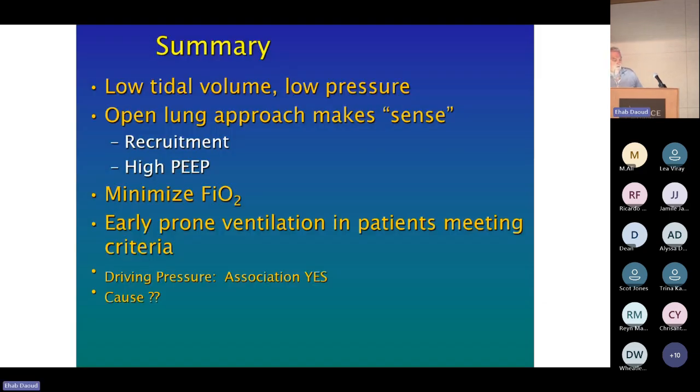So, in summary, low tidal volume, low pressure, open lung makes sense, but we can't prove it. Both seem to be beneficial, but we can't show it in large studies. You need to minimise; it would be logical to do that no matter what. And early prone ventilation in patients meeting criteria seems to be beneficial. Driving pressure is important, and it has an association with mortality, but does it cause increased mortality? I don't necessarily think it does. Patients who are receiving a tidal volume with high driving pressures have a poor compliance. Poor compliance is associated with mortality. Thank you very much.